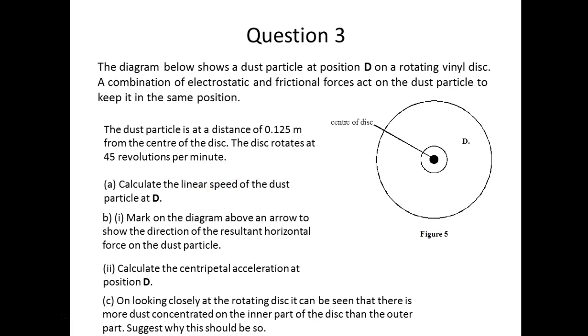So there are obviously a couple of ways of doing this, but what we want to know is what r is. So r is 0.125 meters. That's the radius from the center of the disk. And we know that the speed of rotation is 45 revolutions per minute. So let's perform this calculation now.